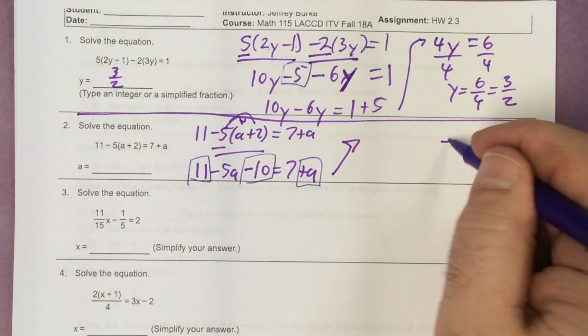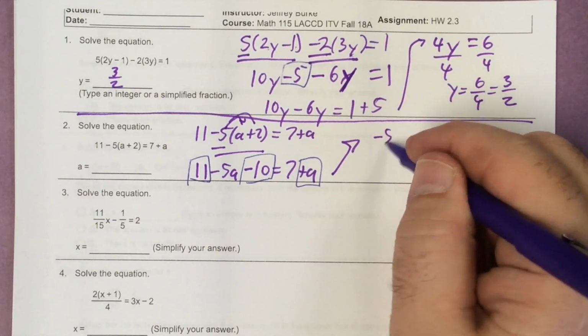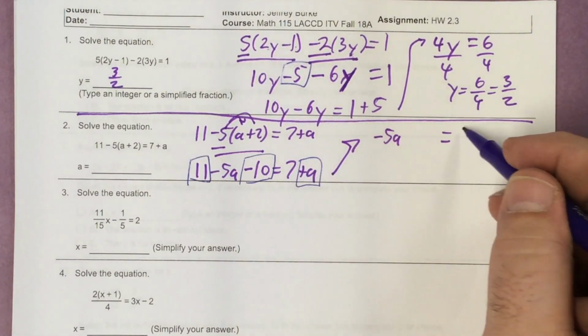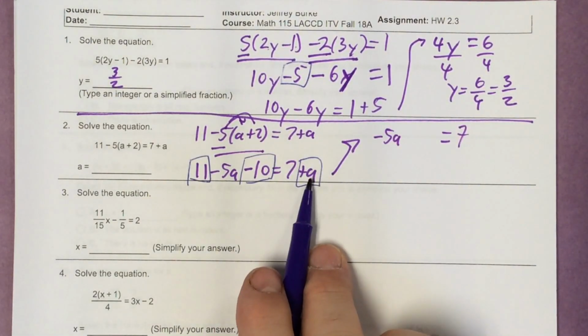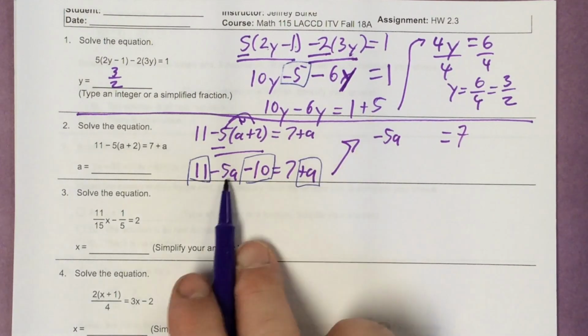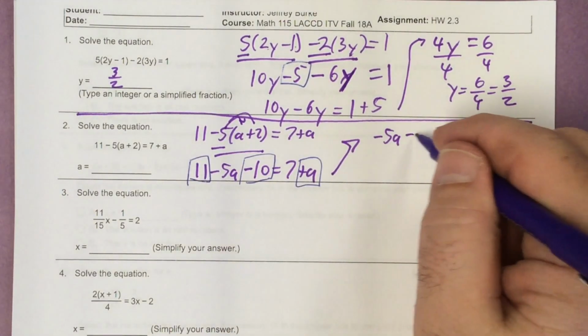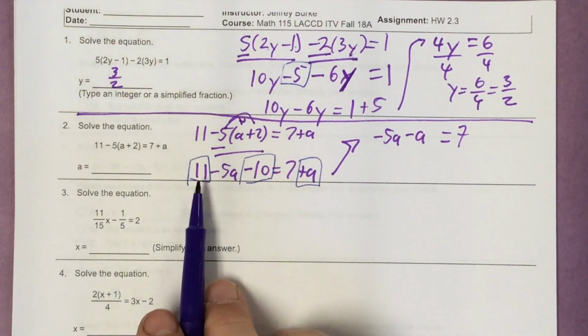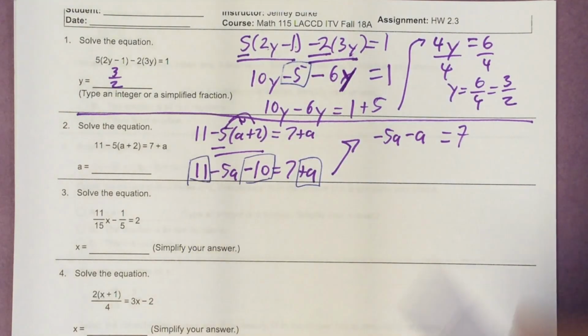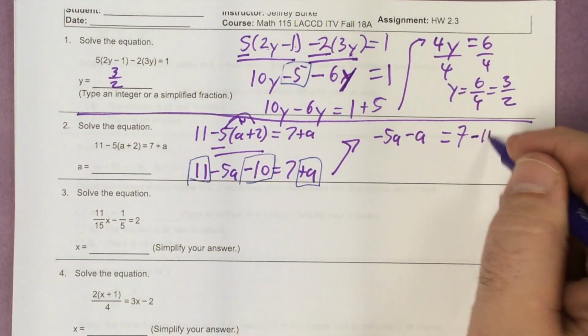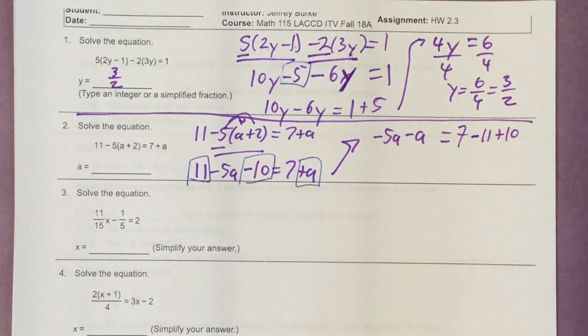So what's going to stay on the same side? Well, negative 5a is going to stay over there, and then we have 7 staying over here. A is going to move over from the right to the left as minus a. And then here we have 11 minus 10. That's going to become negative 11, and that's going to become plus 10. So remember, when I move it, I switch the sign.